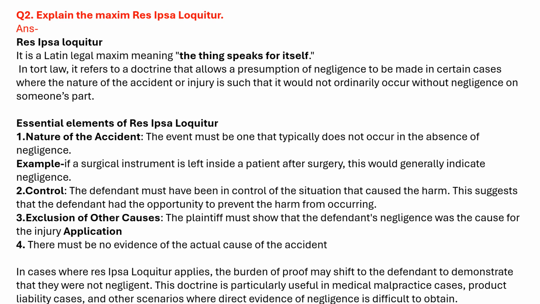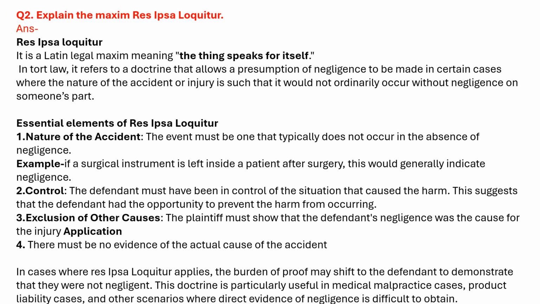Nature of the accident. The event must be one that typically does not occur in the absence of negligence. Example: if a surgical instrument is left inside a patient after surgery, this would generally indicate negligence. Control. The defendant must have been in control of the situation that caused the harm. This suggests that the defendant had the opportunity to prevent the harm from occurring.